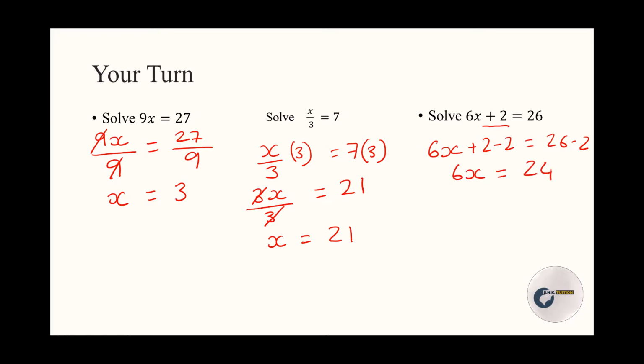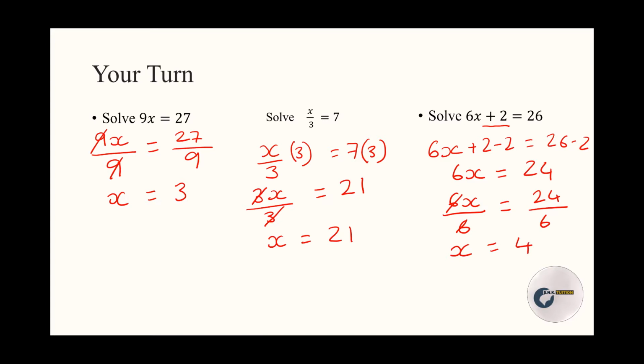Now I know that x is being multiplied by 6. To do the opposite, I must divide by 6, and I must divide by 6 on both sides. So I do 6x over 6 is equal to 24 over 6. I'll cancel the 6's, which leaves x by itself, and 24 divided by 6 is equal to 4.